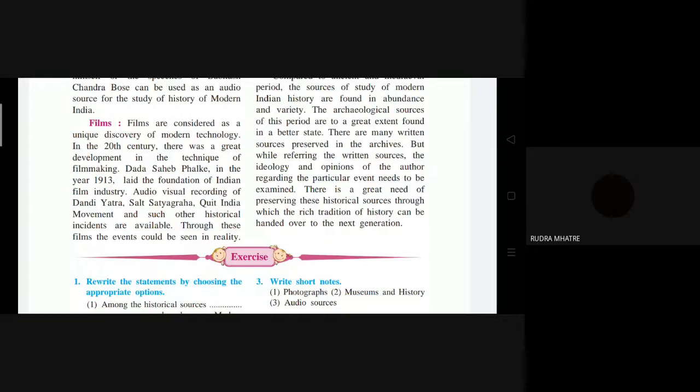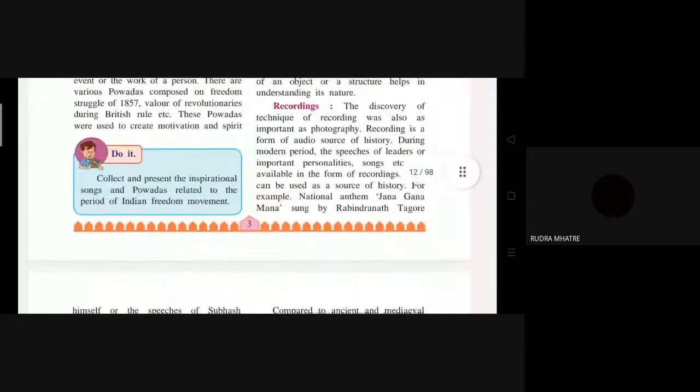How films are considered as a discovery of modern technology in the 20th century? What were the plus values of that? How did we use it as our historical source? Yes, Mansi.